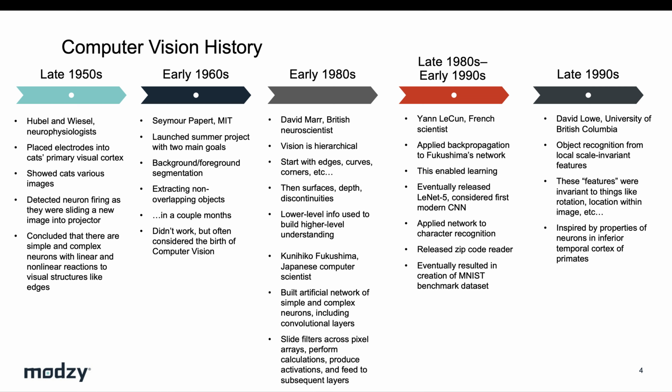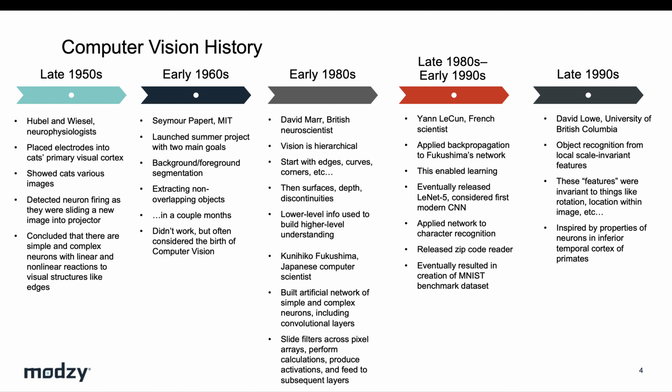Now, fast forward a couple of decades, early 1980s, a British neuroscientist comes up with this framework of understanding the way that we process vision in a hierarchical fashion. So what did he mean by that? Well, we start with low-level information, such as edges, curves, corners throughout the image, etc. And then we move on to a little bit higher-level information, surfaces, depth, discontinuities throughout the image. And the idea is that we use that lower-level information to incrementally build up a higher level understanding of the content of the image. And again, that's another concept that folks in the coming decades would build upon.